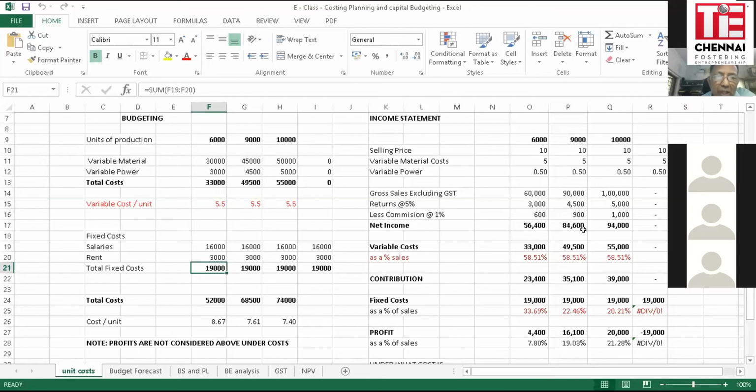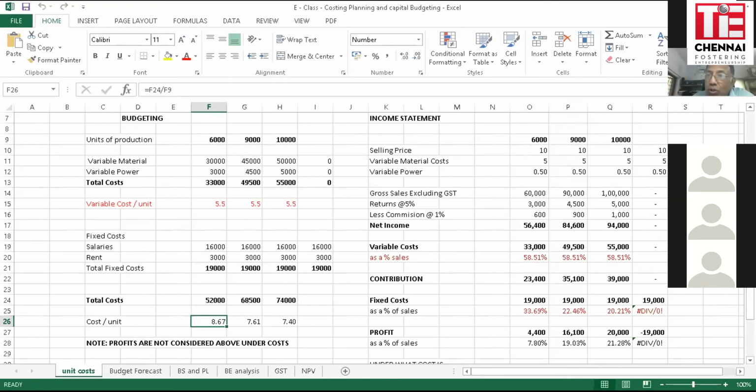And what is interesting is where I put my cursor. This is going to be very, very important to you when costing is done and when budgeting is done. And I'll move on to budgeting shortly. You see the cost per unit was 8.67 per unit when you were making 6,000 components. When you made 9,000, it went down to 7.61, and when you did 10,000, it went down even to 7.4. And obviously the 10,000 becomes 20,000 without any increase in fixed cost. The 7.4 will keep coming down.